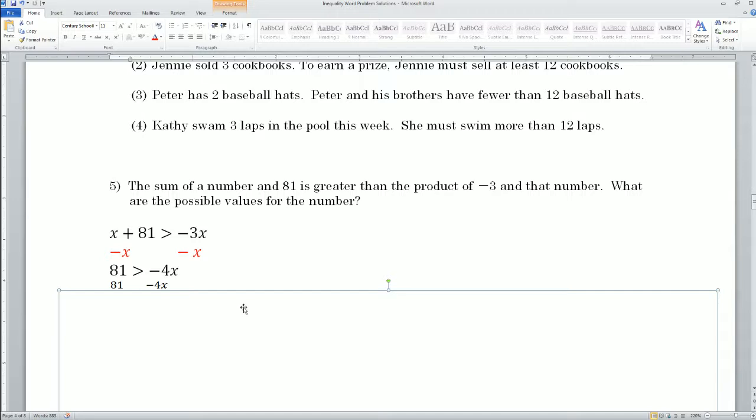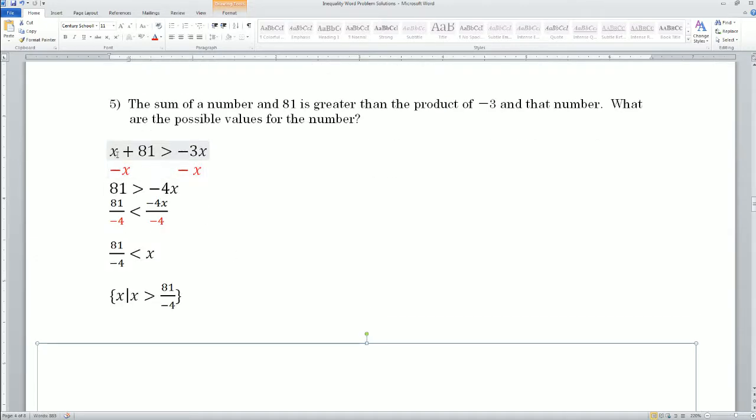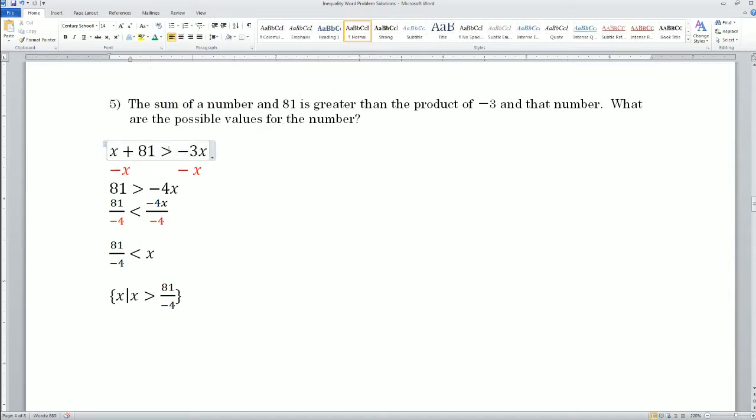The sum of a number and 81 is greater than the product of negative 3 and that number. What are the possible values of that number? Alright, you have x plus 81 because that is the sum of a number and 81, is greater than negative 3 times x, the product of negative 3 and that number. So again, I need to get one variable, so I'm going to subtract x from both sides. I get negative 4x. Notice once I divide by negative 4 on both sides, the inequality flips. So x is greater than 81 divided by negative 4. Okay, when I write in set builder notation, it would look like that.